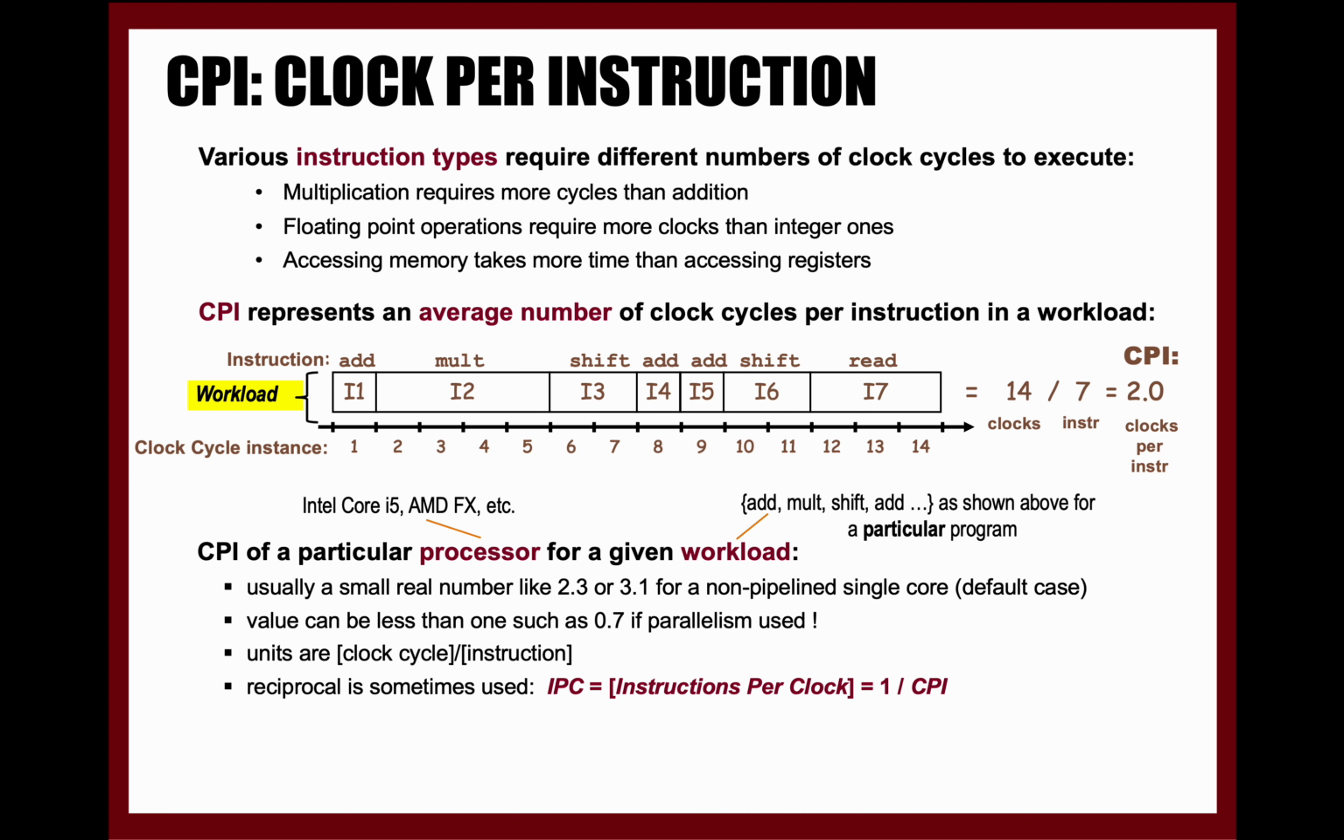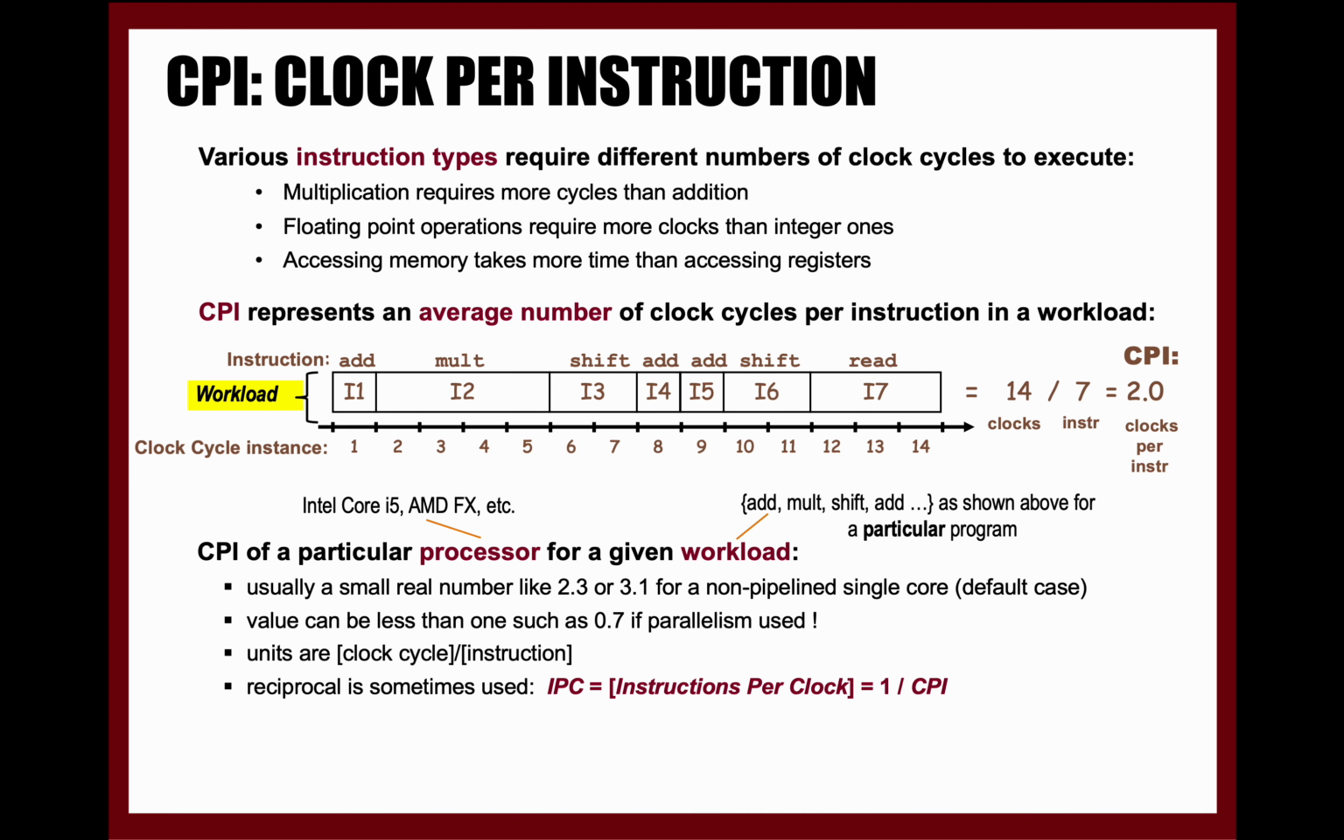The core idea of CPI is to give an average. It represents the average number of clock cycles taken for each instruction in a given workload. Let's take a look at the practical example provided in the slide. Here the workload consists of 7 instructions: add, multiply, shift, read. Among them, these instructions in total take 14 clock cycles to execute, and the CPI is calculated, that is 2.0.